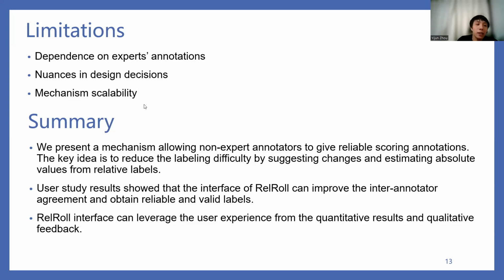So let me make a summary. We present a mechanism allowing non-expert annotators to give reliable scoring annotations. The key idea is to reduce labeling difficulty by suggesting changes and estimating absolute labels from relative labels. User study results show that the interface of RelRoll can improve inter-annotator agreement and obtain reliable and valid labels. The RelRoll interface can also improve the user experience, as shown by quantitative results and qualitative feedback.